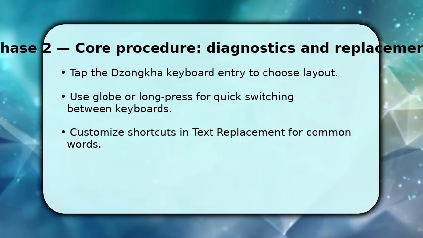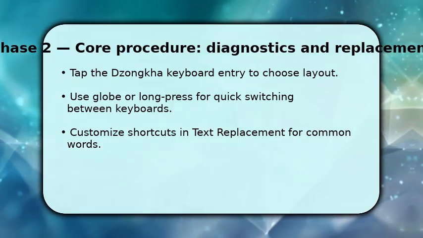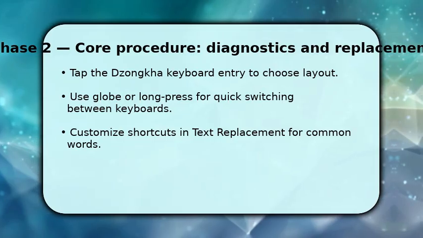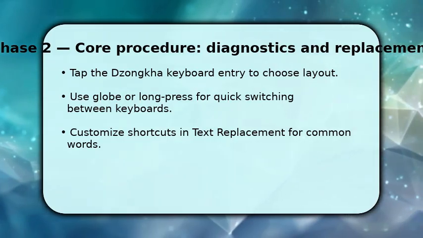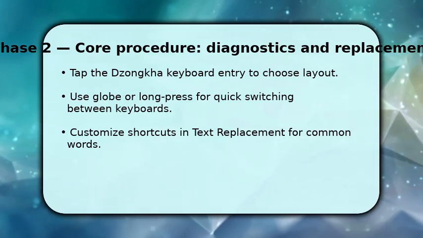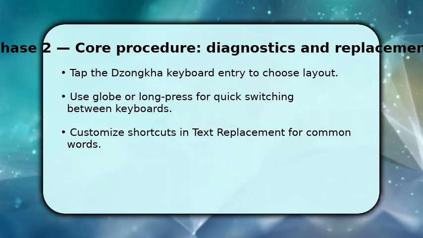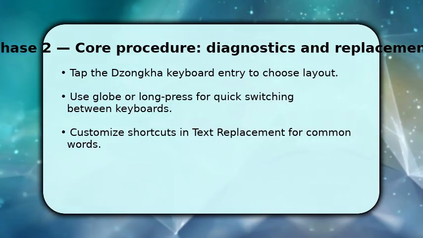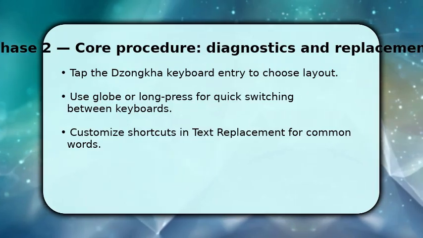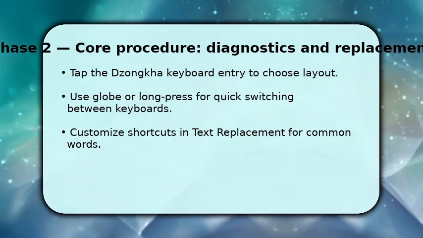Open Settings Keyboard's Dzongkha and pick the layout variant. If you prefer, enable one-handed or hardware keyboard options. This affects key mapping. When typing, use the globe icon or long press it to switch between keyboards quickly. This is faster than reverting to settings each time.